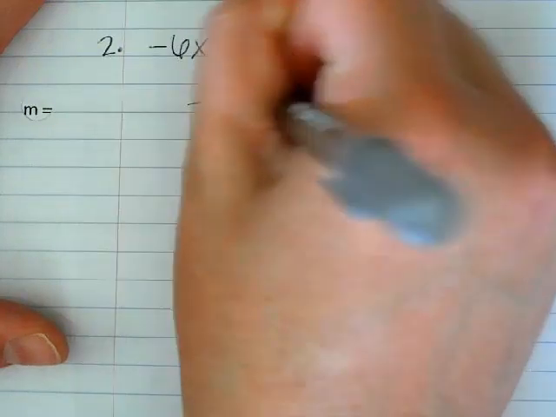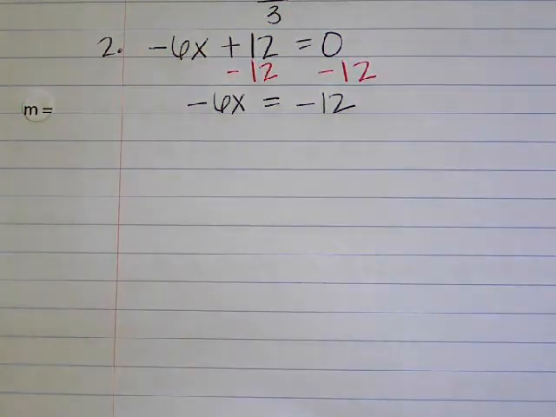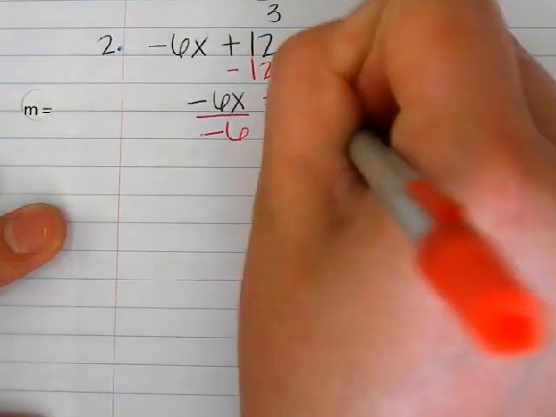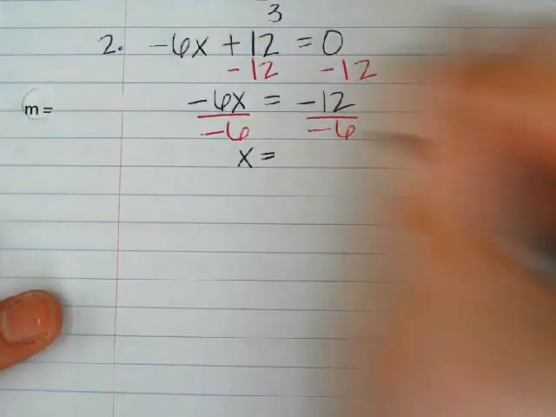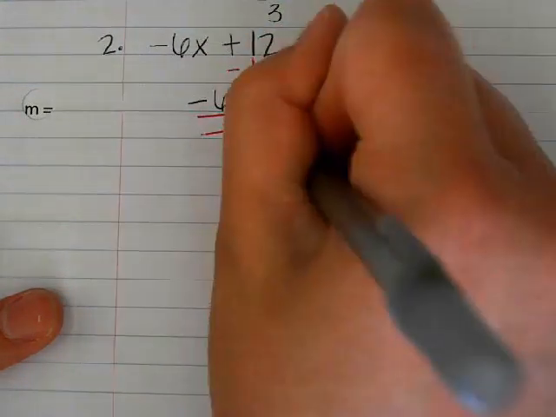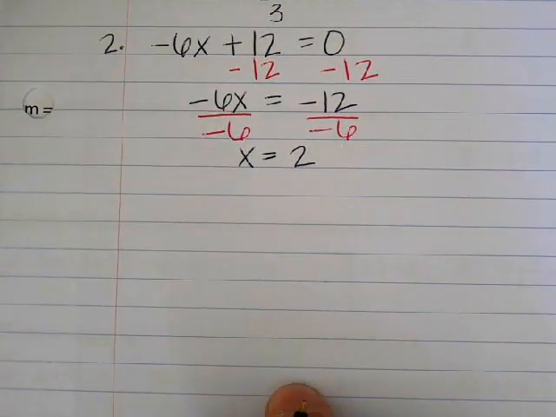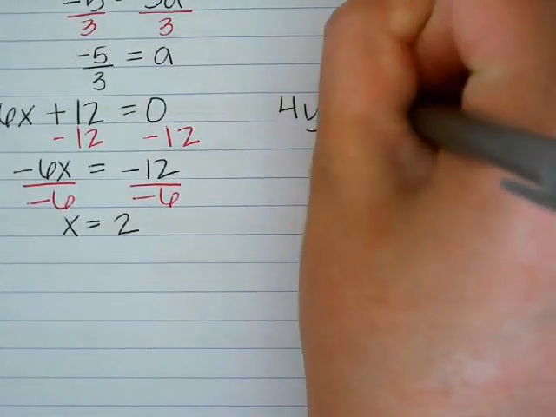And then what should we do? Divide by negative 6. X equals positive 2. Okay. We're not done because they want us to solve another equation before we choose our answer. So the second equation says 4y plus 5 equals 9. They want us to solve that. So go ahead and take a moment and solve this one for y.